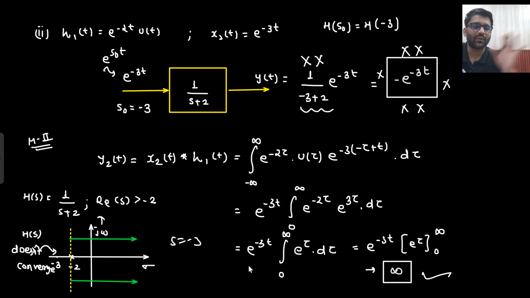Are you able to understand this point or not? A very, very good point about the eigenvalue and eigenfunction. Just by looking at e to the power s naught t, you cannot say that it will be the eigenfunction and the eigenvalue will be H(s naught). No, the condition is that s naught should lie in the region of convergence of H(s). Is that clear to you? A very, very good interview question, and also a very good question which can be asked in the GATE examination. Okay, well and good. Let's see more examples.